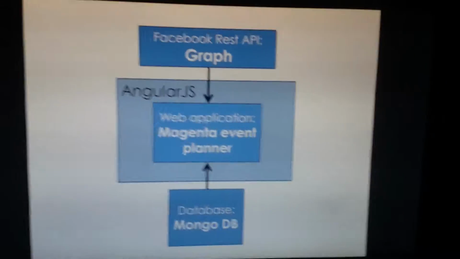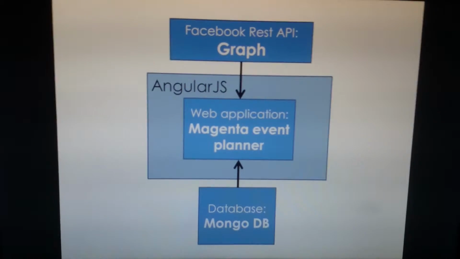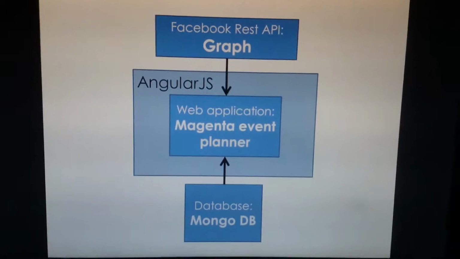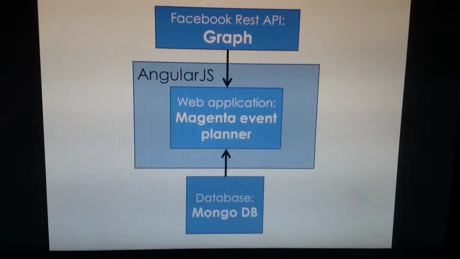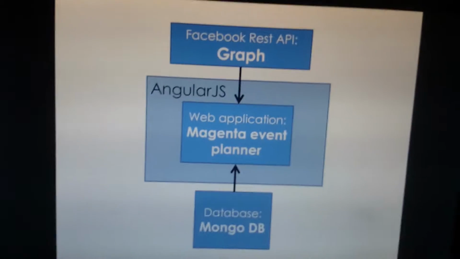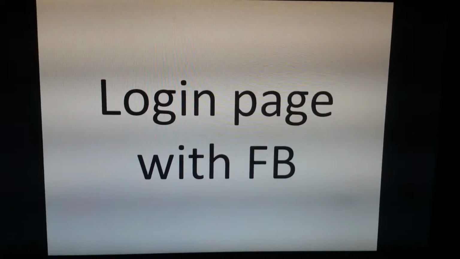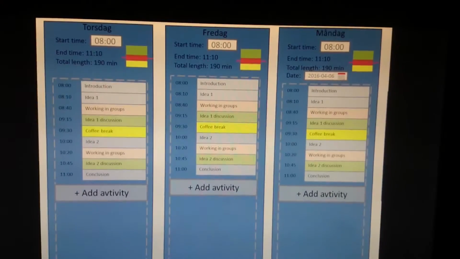When you've planned an event, you want to invite people. And then of course we will have kind of a lot of data that needs to be saved somewhere, so we will be using a database, and in this case we've chosen to use MongoDB. And this is our first offline prototype. This is just, first there's a login page which uses Facebook, and then this is the actual application itself.